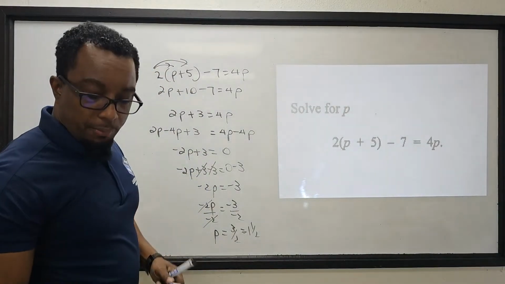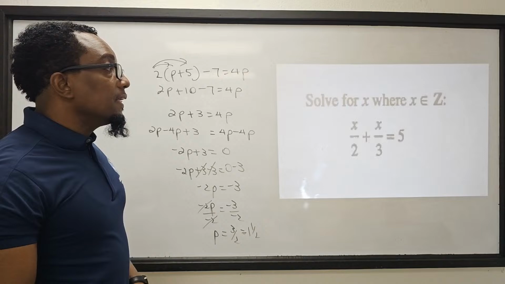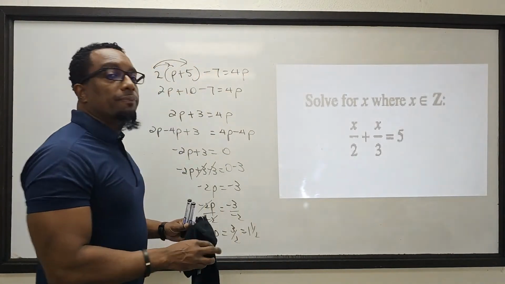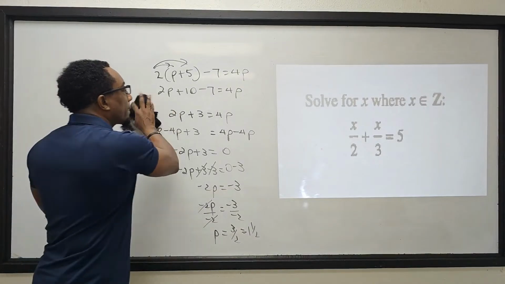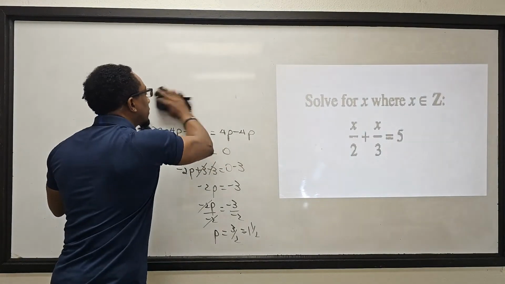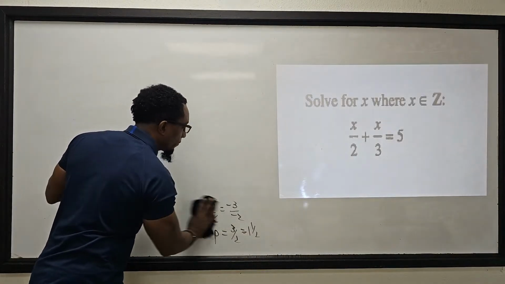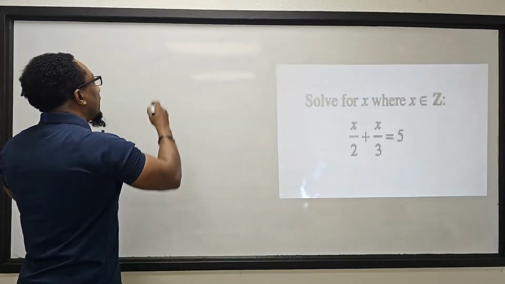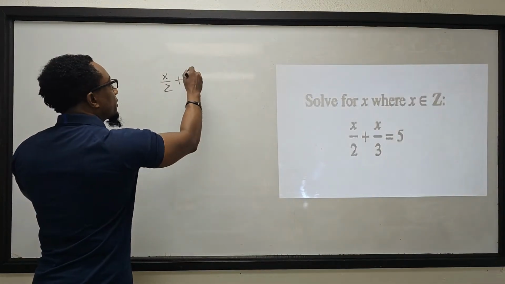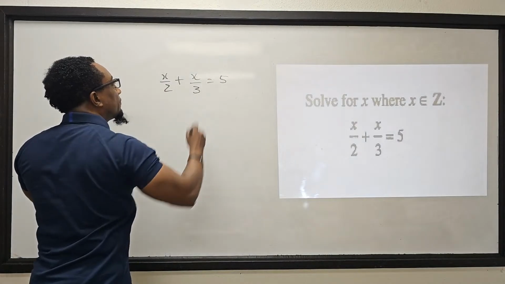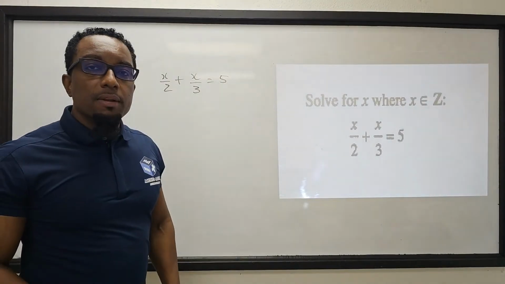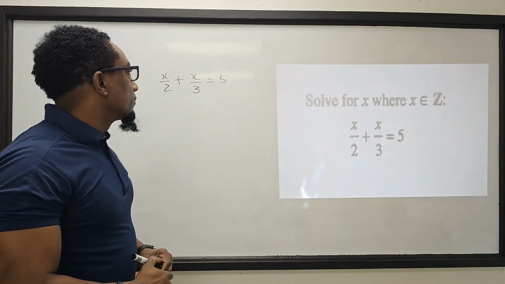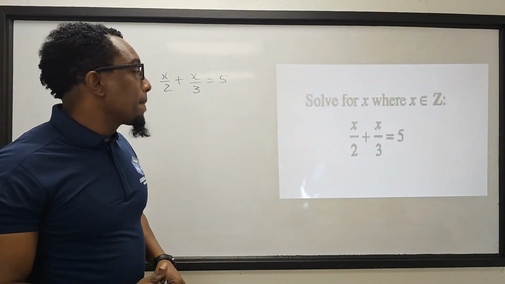Alright, solving our equations. Let's look at an equation involving fractions. Let's see if we can solve our equations where fractions are involved. So we have x all over 2 plus x all over 3 is equal to 5. Now the aim is to remove the fraction.